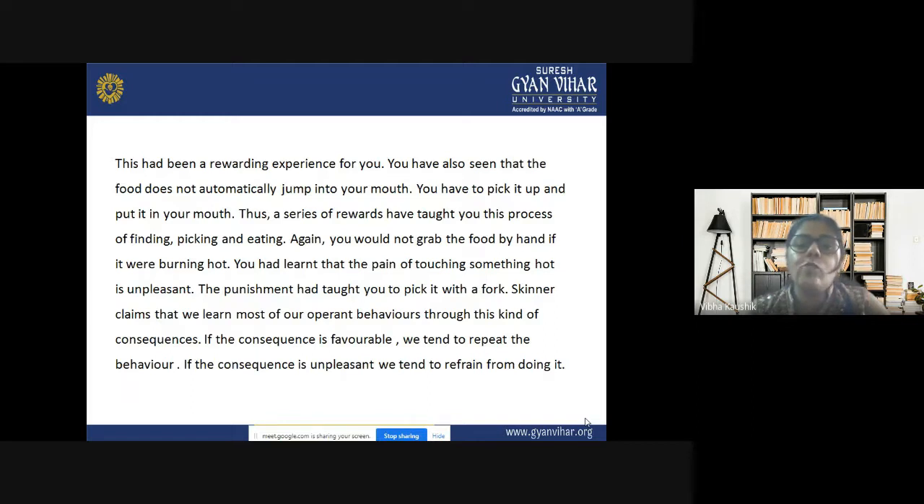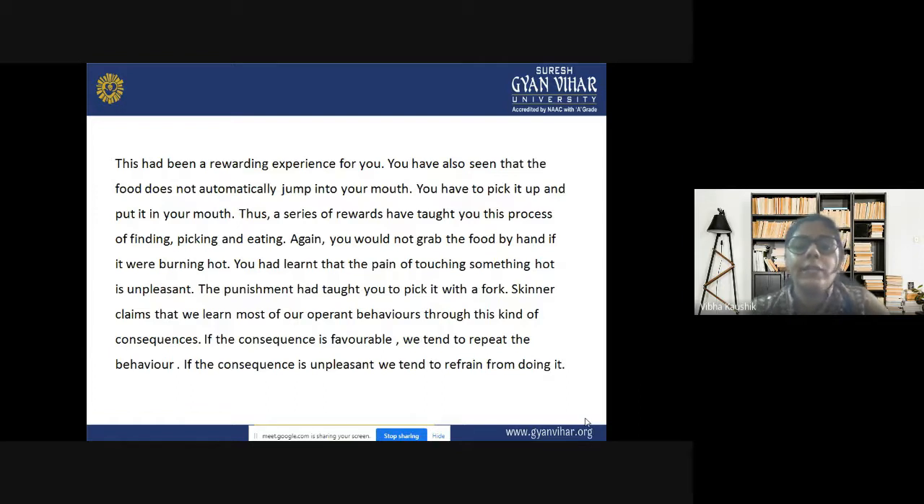Again, you would not grab the food by hand if it were burning hot. We have learned through our experiences that we should not grab the food by hand if it is hot. You have learned that the pain of touching something hot is unpleasant, and we have learned that if we touch something hot, it will give us an unpleasant experience.